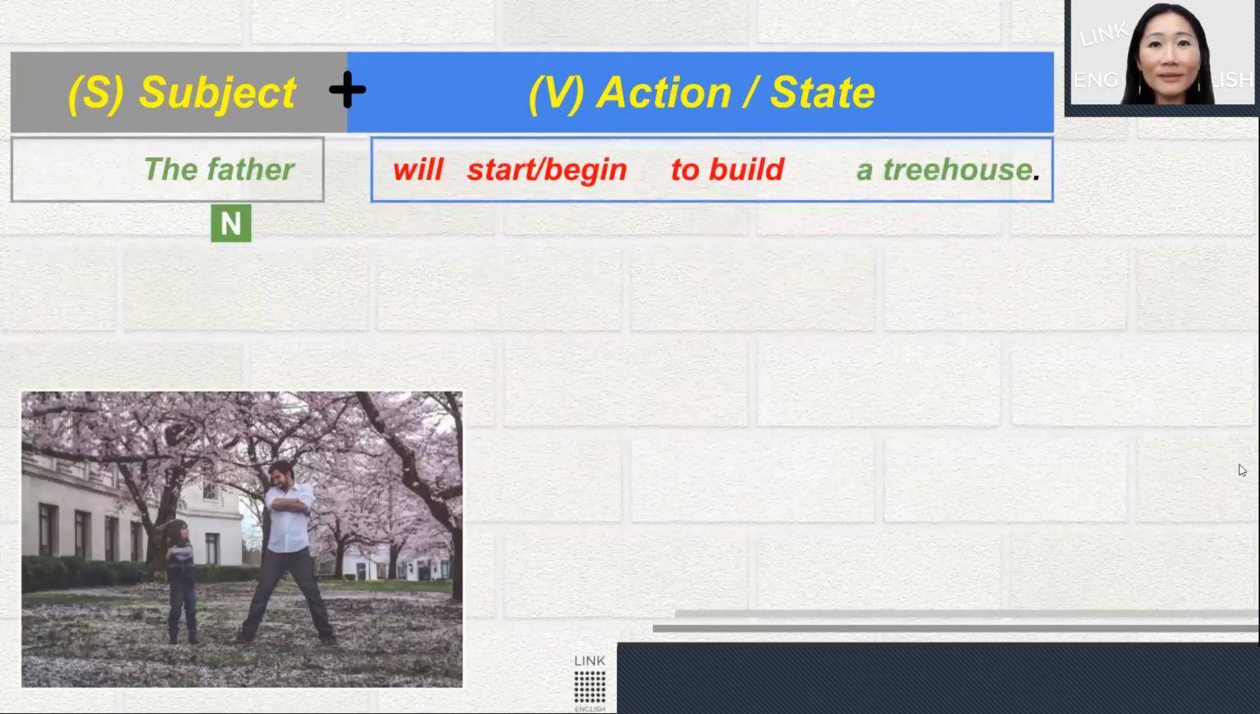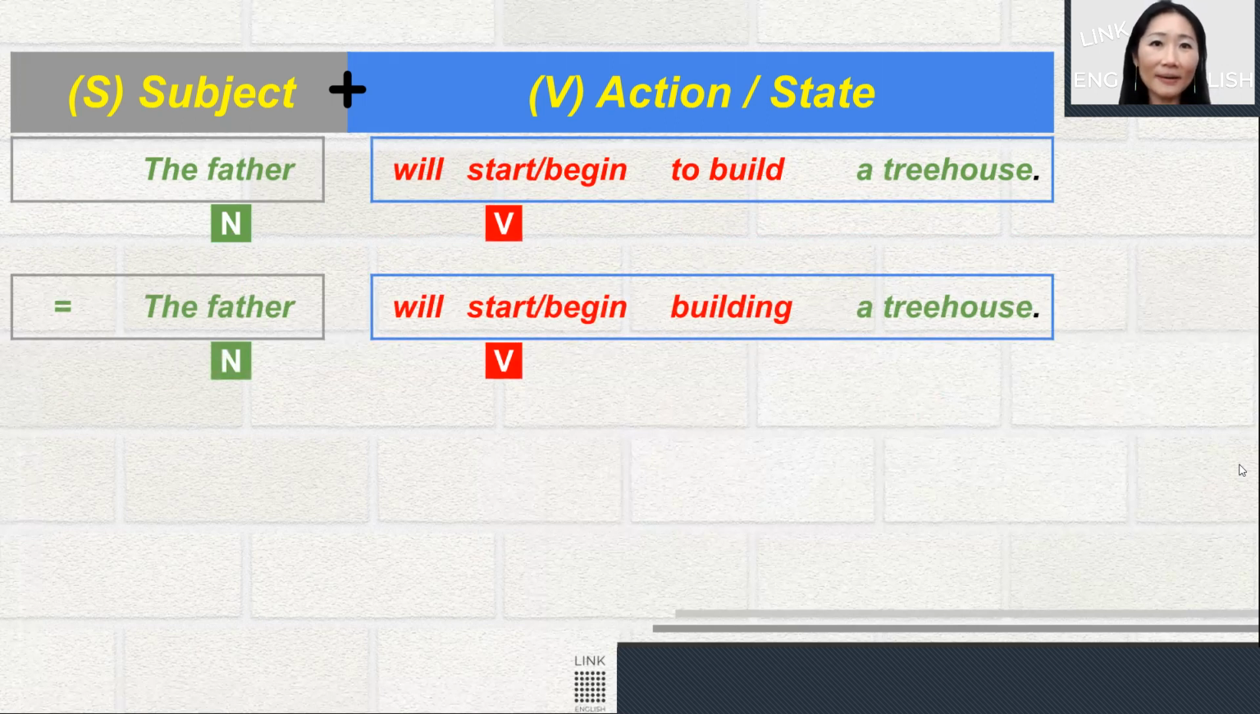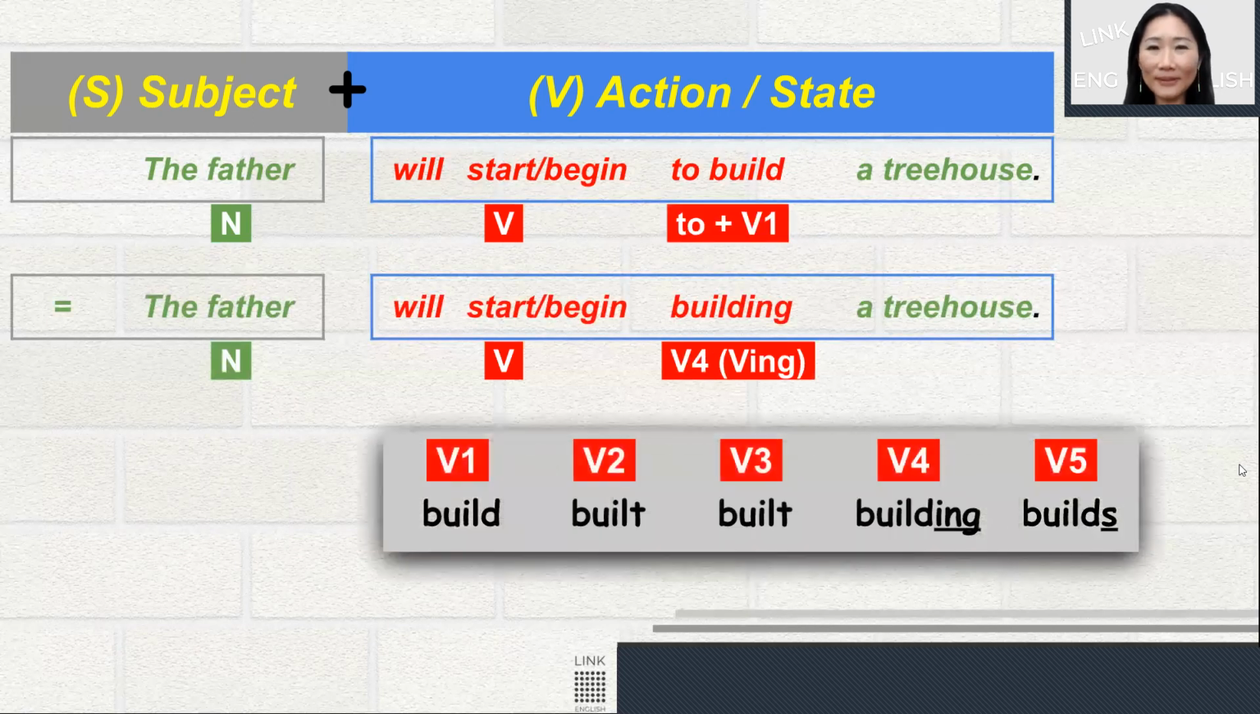The father will start to build a tree house. How nice. The father will start building a tree house. When you see the first verb, start or begin, the second verb can take these two forms, to V1 or V4. And they both have the same meaning. The verb build should be followed by nouns. Build a tree house.